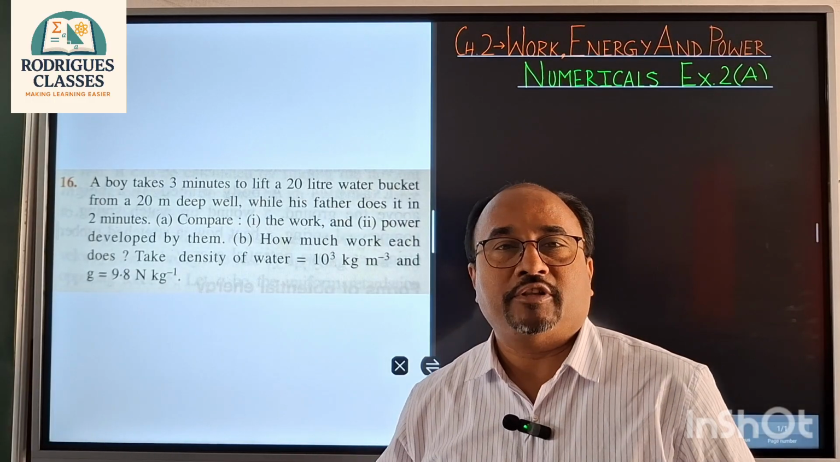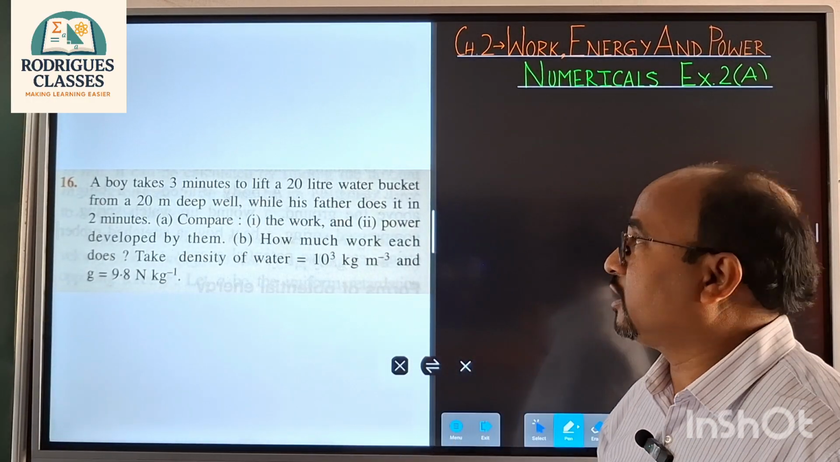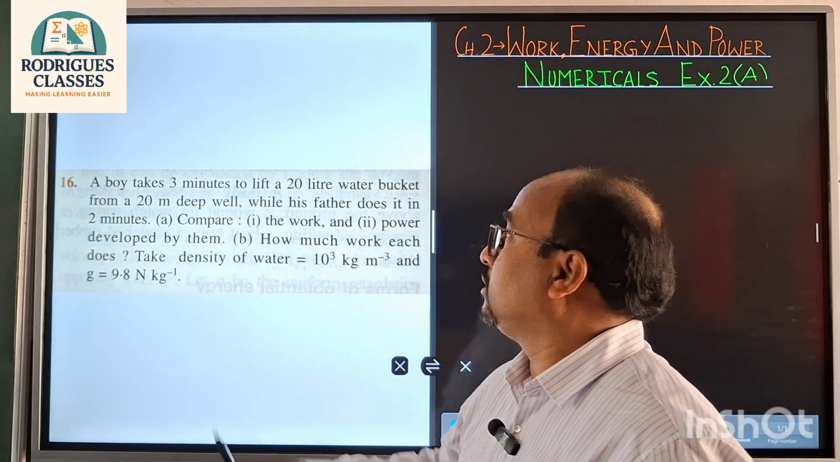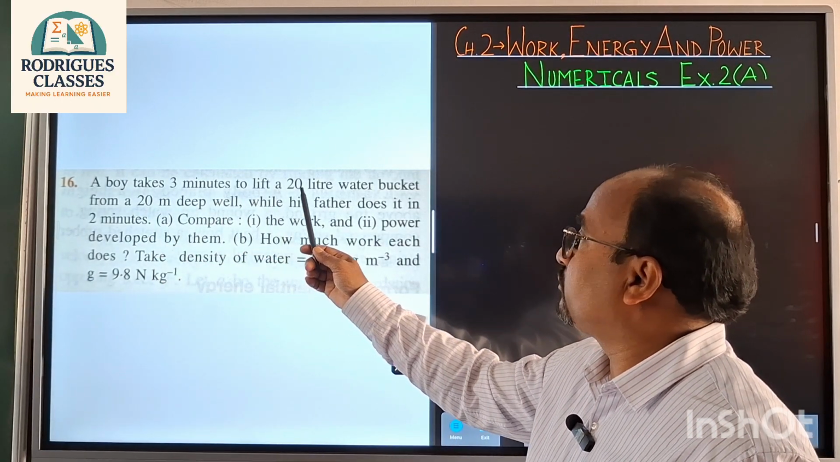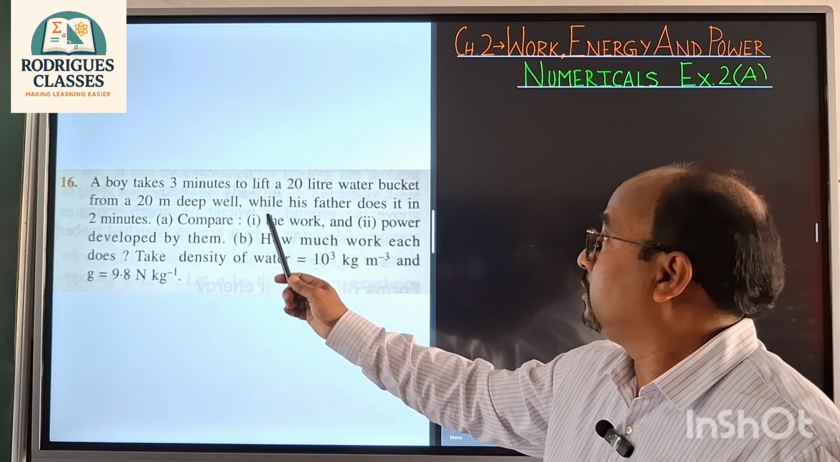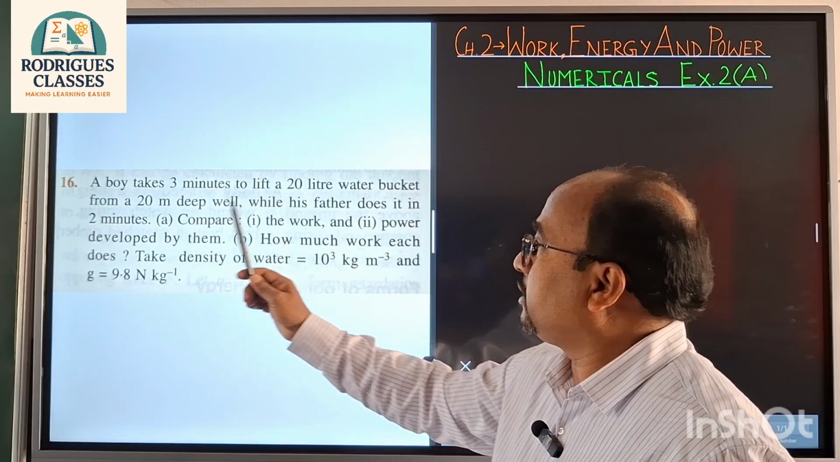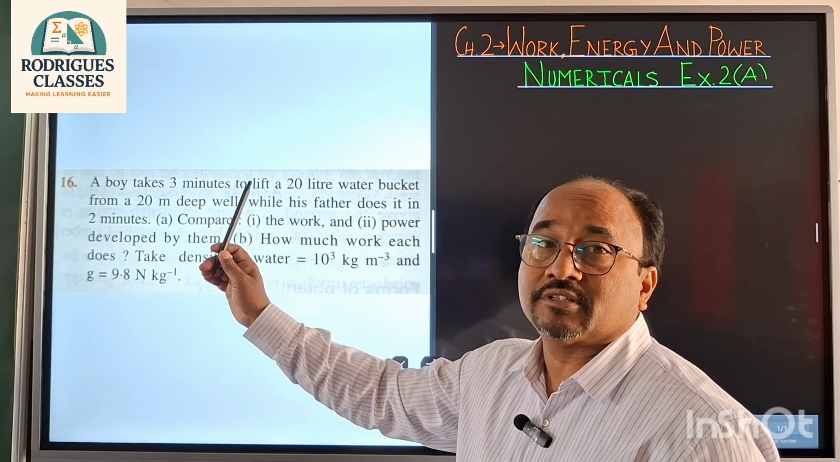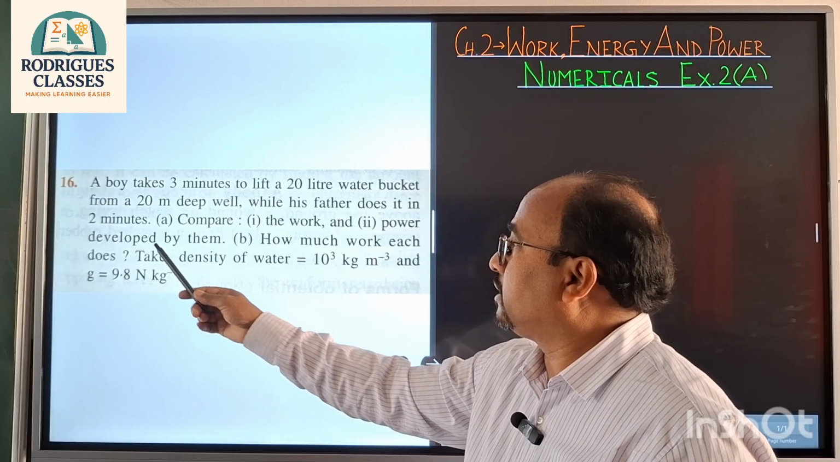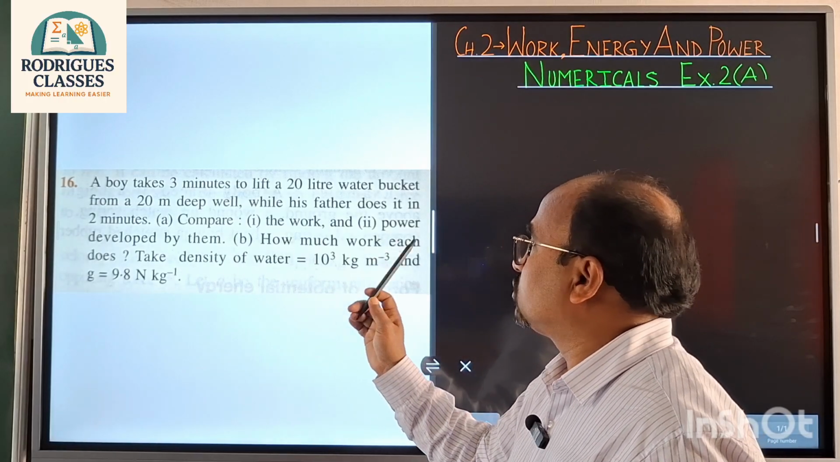We finally come to the last numerical of this part. Okay, number 16th one. Again, here it is the calculation and comparison sum. A boy takes 3 minutes to lift a 20-liter water bucket from a 20-meter deep well, while his father does it in 2 minutes. So the time taken by them is different, but the work is done same. Okay, compare the work and the power developed by them, how much work each does.